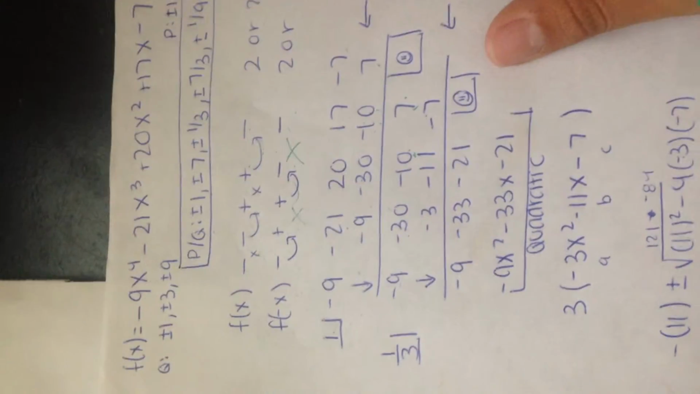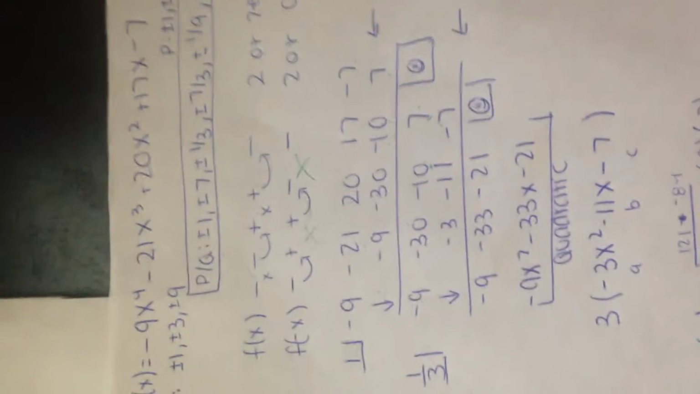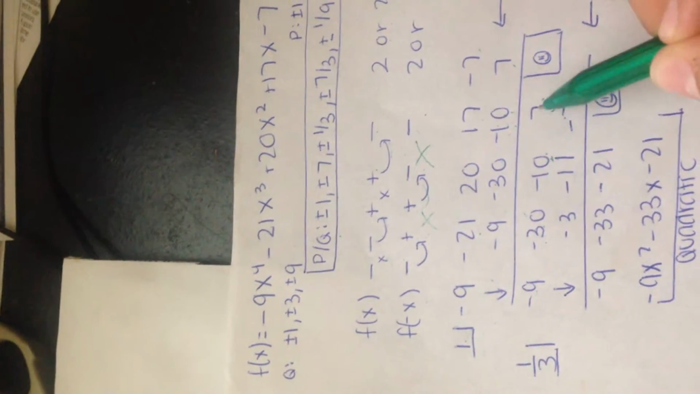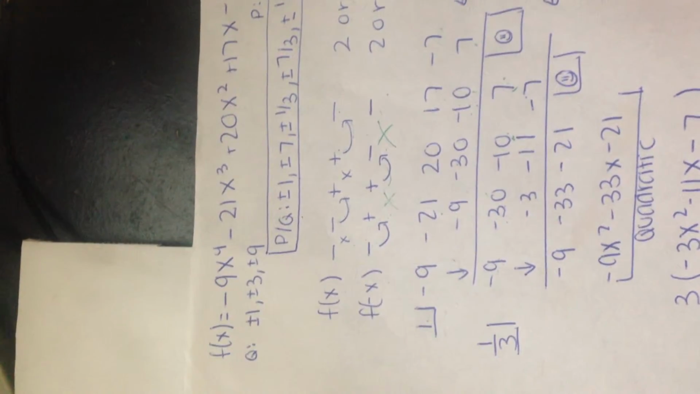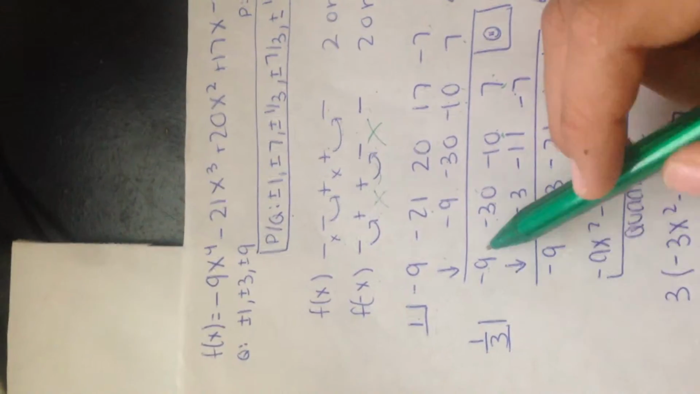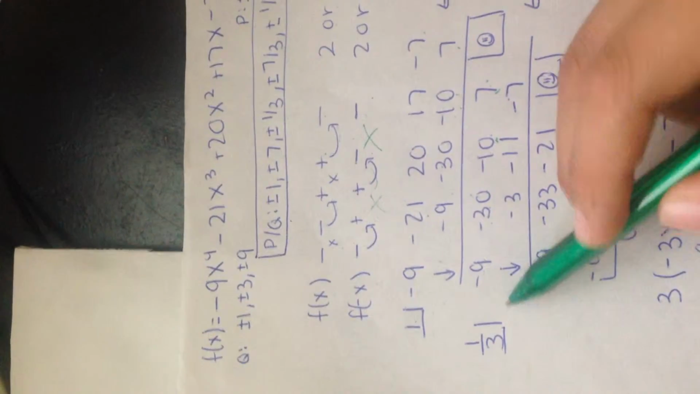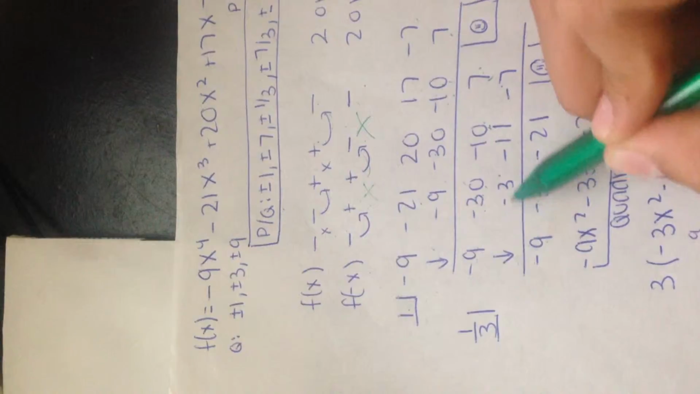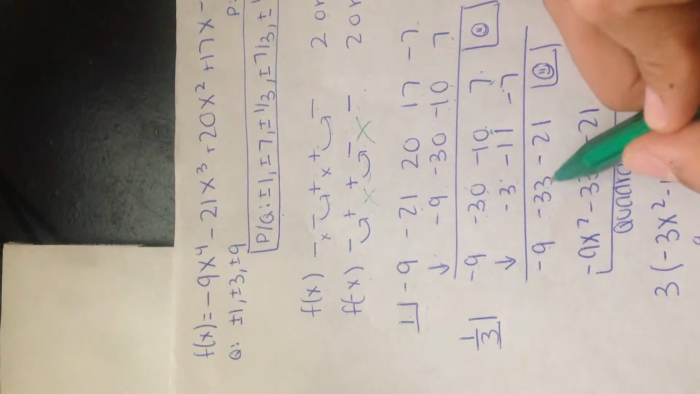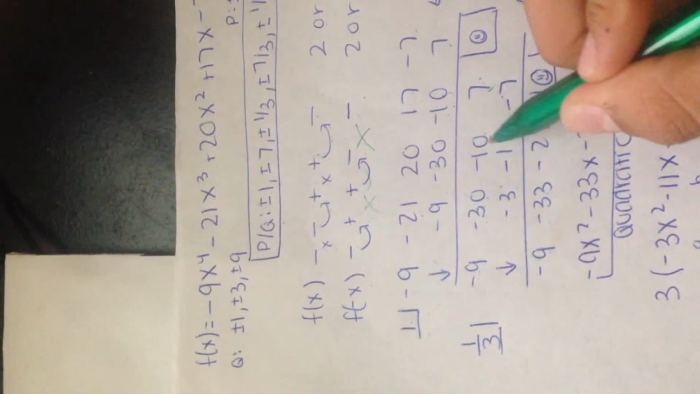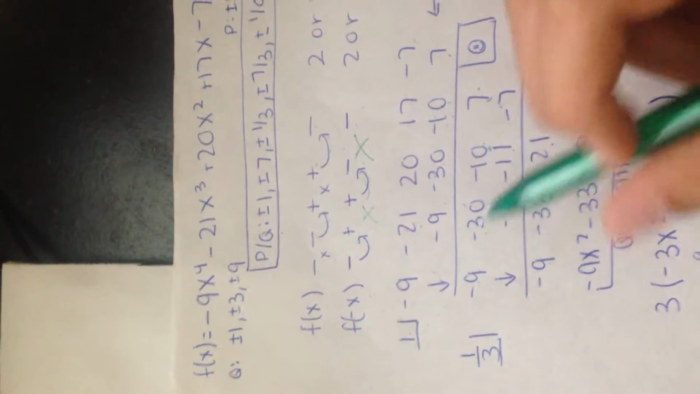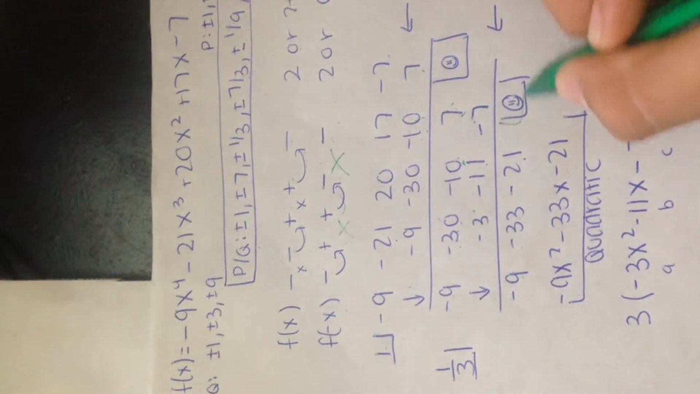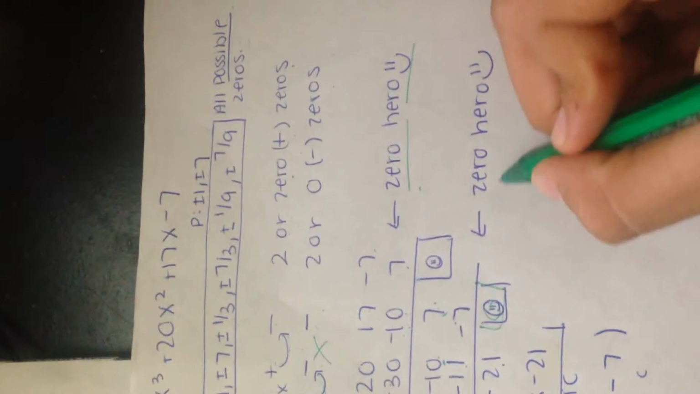Okay. We keep on going. So what we got was negative 9, negative 30, negative 10, and 7. So we keep on going, and just because we're going to do a fraction, 1/3. So negative 9 comes down, negative 9. 1/3 of negative 9 is negative 3. Negative 30 plus negative 3 is negative 33. 1/3 of negative 33 is negative 11. Negative 10 plus negative 11 is negative 21. 1/3 of negative 21 is negative 7. 7 plus negative 7 is 0. So this is another 0 here.